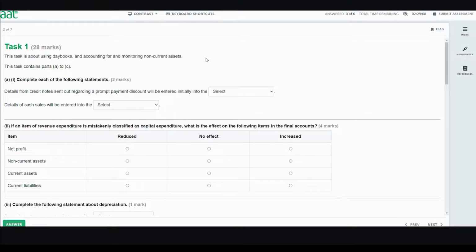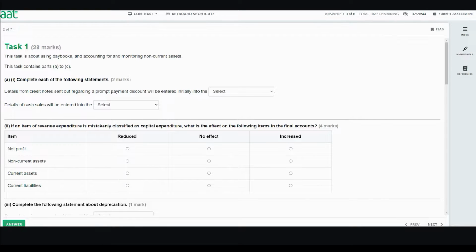Okay, so once you've launched it, you can see at the top here you've got a timer, so you have 2.5 hours to complete this, and it tells you the tasks that you've answered. Okay, so task 1, it's for 28 marks in total. So again, take note of the marks because this is where you want to pick up as many marks as possible.